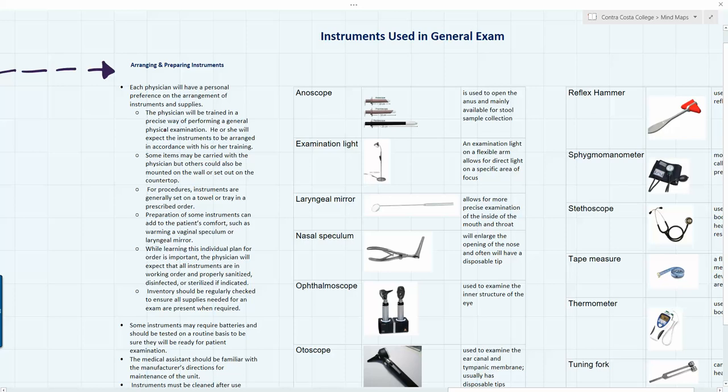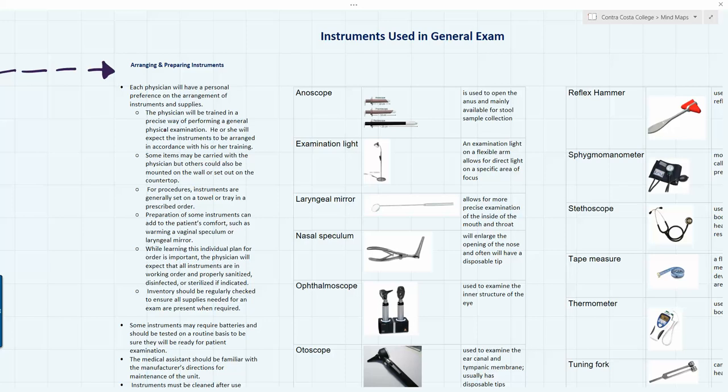For procedures, instruments are generally set out on a towel or a tray in a prescribed order. Preparation for some of the instruments can add to the patient's comfort, such as warming the vaginal speculum or warming up a laryngeal mirror. If you are a lady who has had a pap smear done, you know that cold speculums are no fun for anyone. Those little touches, like warming up that vaginal speculum, can make a world of difference in patient care.